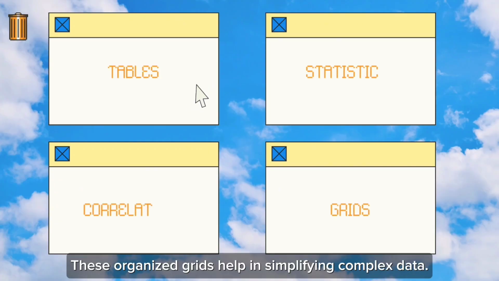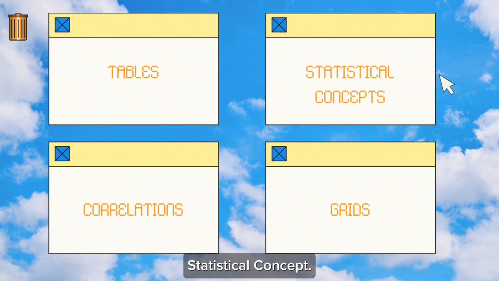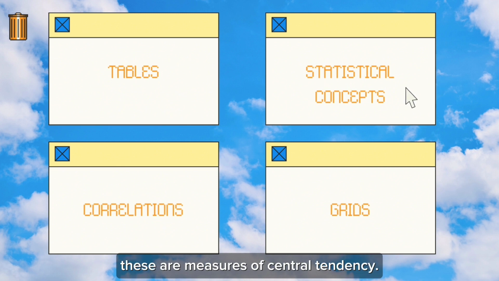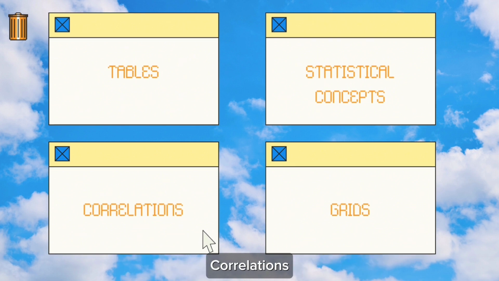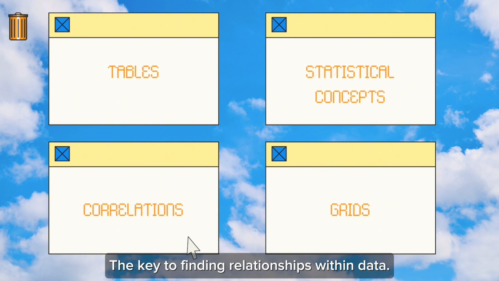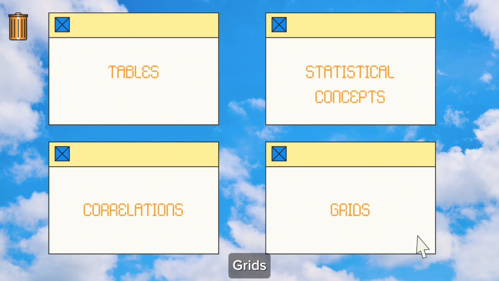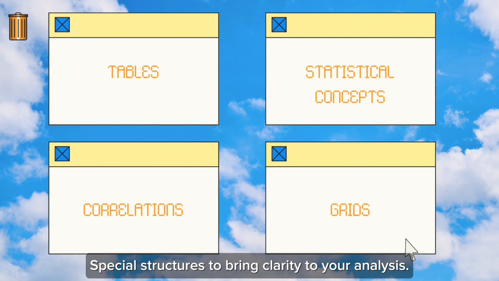Tables. These organized grids help in simplifying complex data. Statistical concepts, mean, median, and mode. These are measures of central tendency. Correlation, the key to finding relationships within data. Grids, special structures to bring clarity to our analysis.